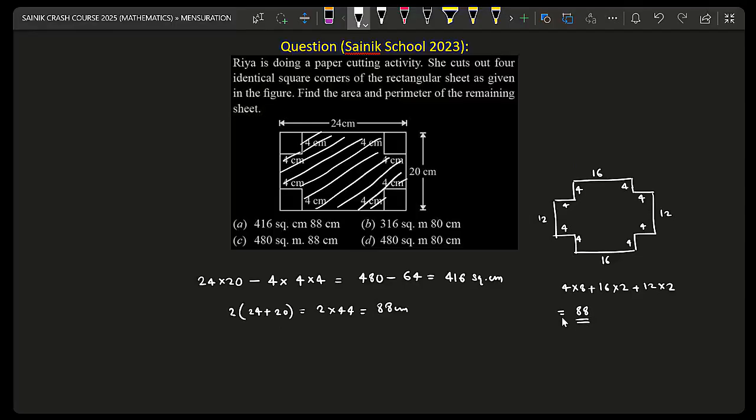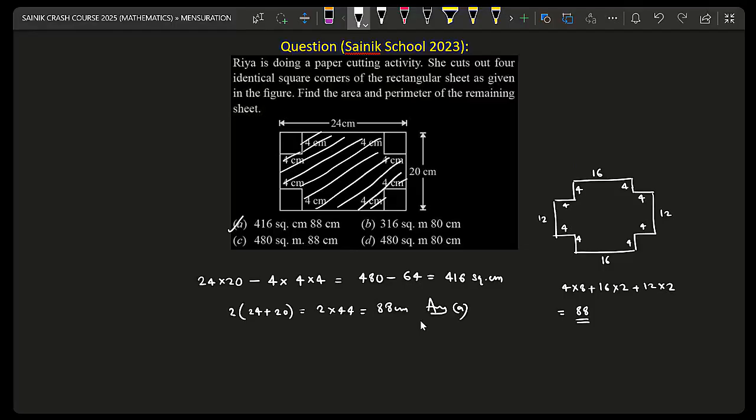So you can see the relationship between the original rectangle perimeter and the shaded part perimeter. It is not changed. Why? Because two parts are removed, one part removed here and one part removed there, and they are added here. So similar parts are removed and added into the perimeter. So there is no change in the perimeter. So we can use the perimeter of the original rectangle only to find the answer, that is 88 centimeters. So which option is correct? That is 416 square centimeter and 88 centimeters. Option A is correct.